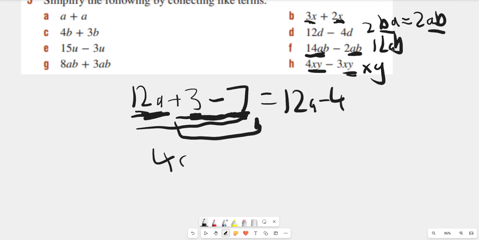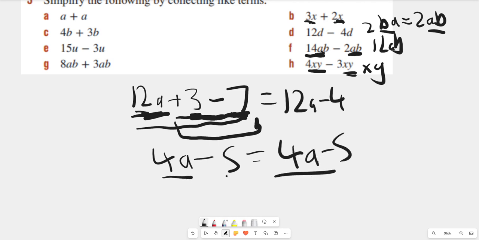So in some questions, you don't have to simplify. For example, sometimes they can trick you, 4a minus 5. This is actually not simplifiable. It's just 4a minus 5, right? Because there's no like terms. 4a and minus 5 are not like terms, therefore you can't subtract them.